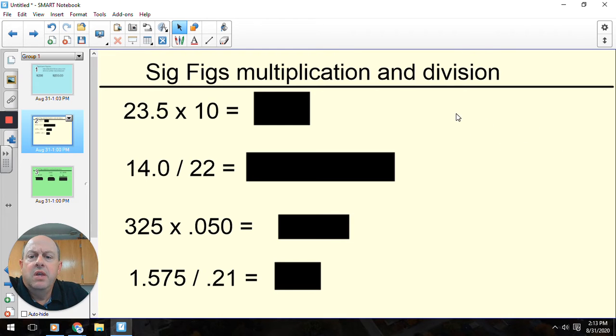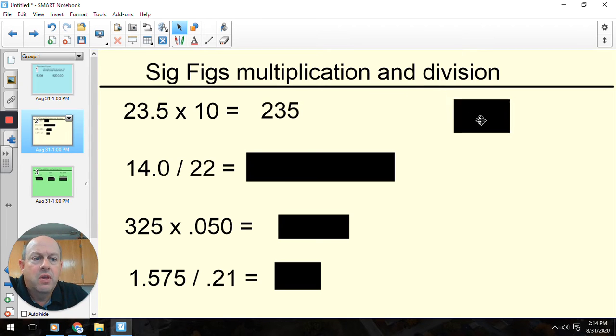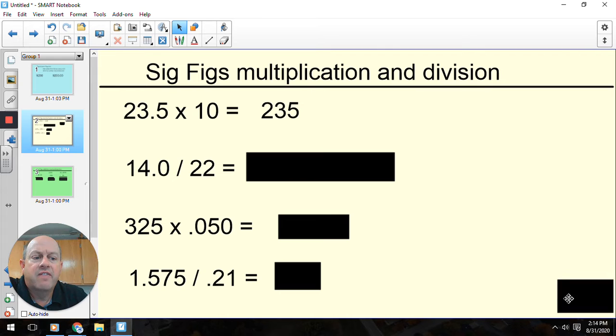Basically, you're going to multiply out your number as usual. So in this case, 23.5 times 10, and we've got to do the math correctly. So we would get 235, and then we would figure out how many sig figs to round to. In multiplication and division, your answer can only have the number of significant figures of the smallest sig fig number in the calculation.